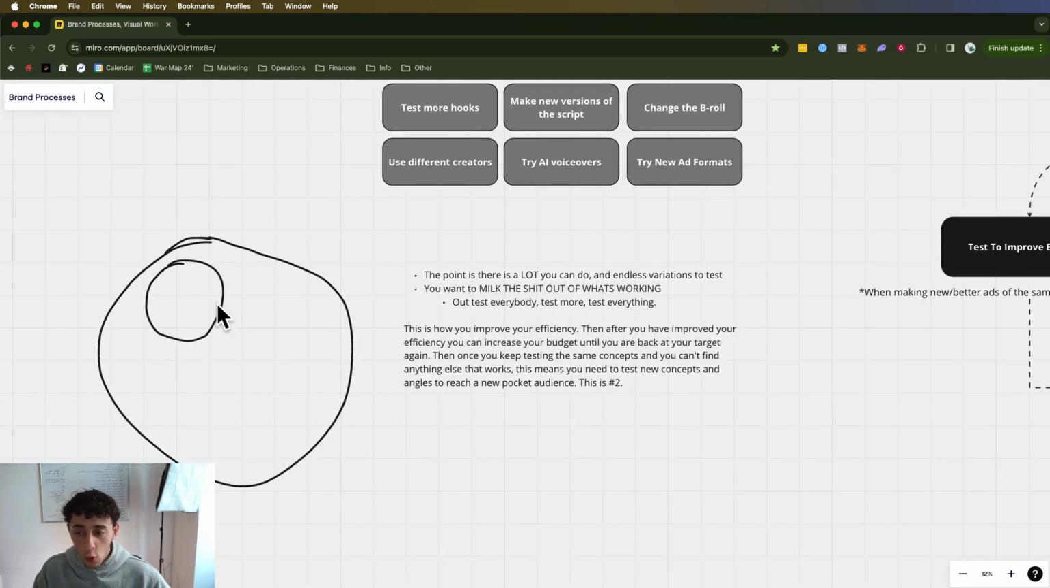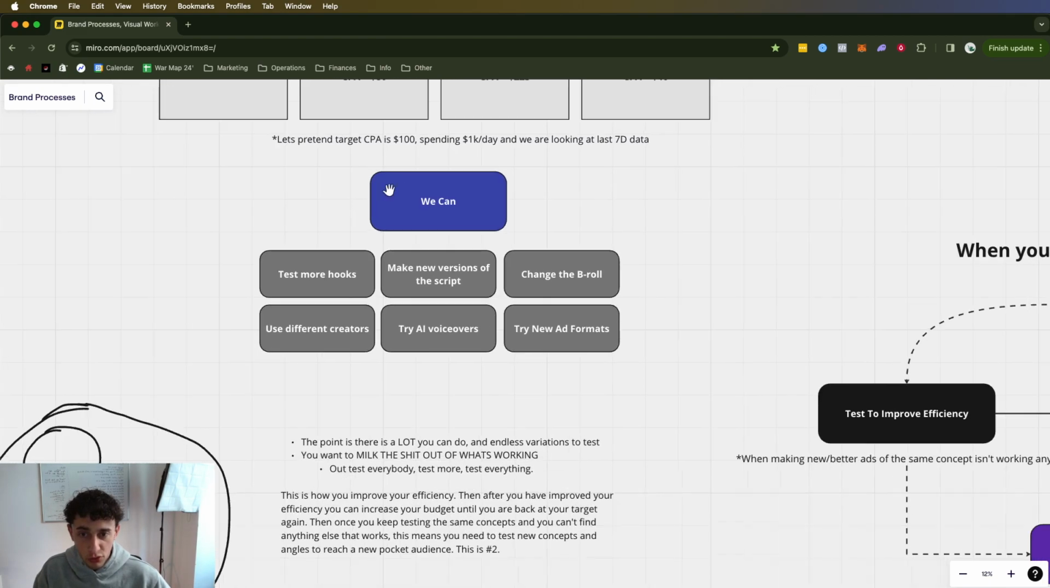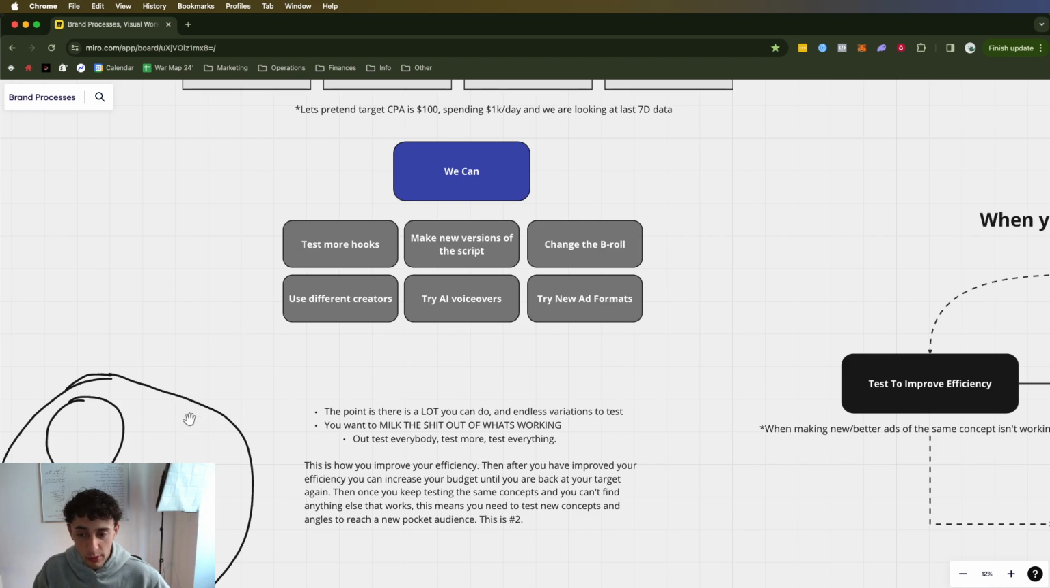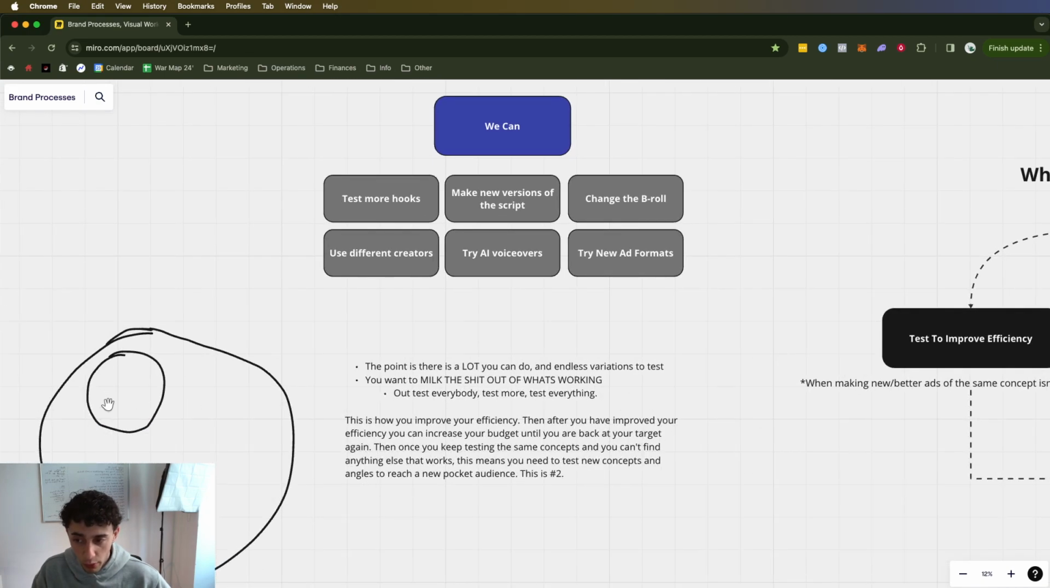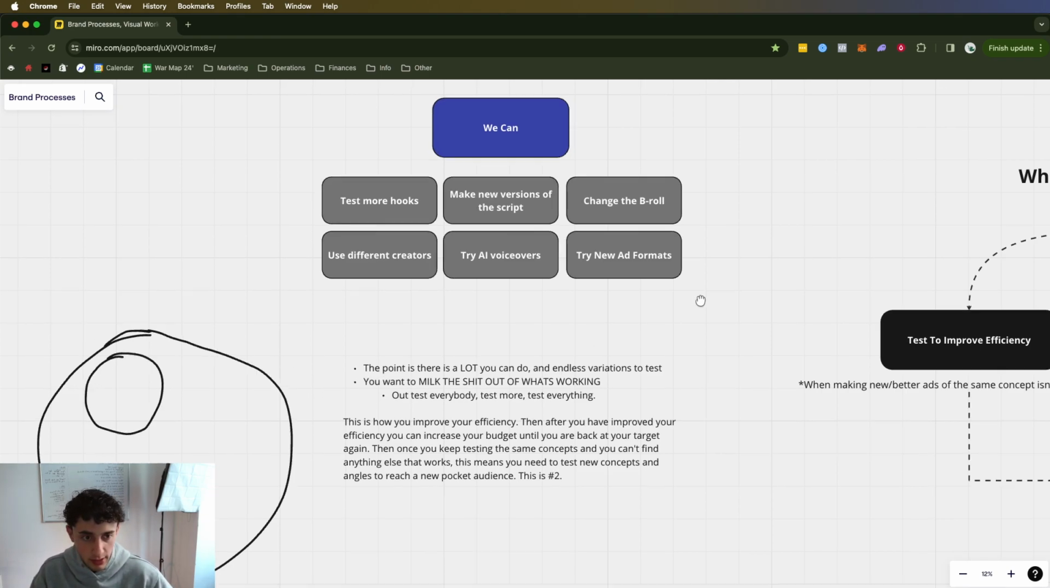So once you have this, and this is, once again, your 1 or 2 main concepts or angles that you're targeting, and you're just making new versions of them, you're finding new winning ads, you're improving them. At some point, you're going to max this out. And that's when we need to move to new angles and new concepts. But before that, you could continue milking this until it's not working anymore, and you got to move to a new angle. Okay? So focus on efficiency first, because it's easier.